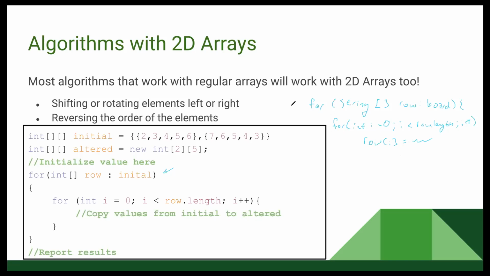So we can use a for each on the outside one because we're not going to be making an overall change to the entire array. We're going to be making individual changes to each row. So we can use a for each on the outside, but not on the inside. Does that make sense? Yeah, thank you.